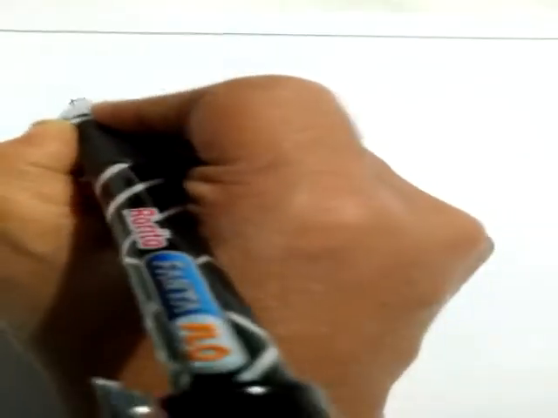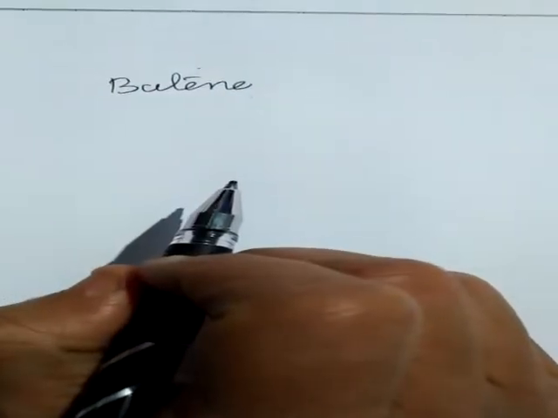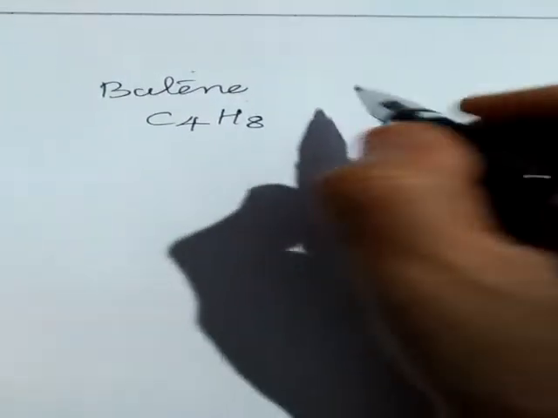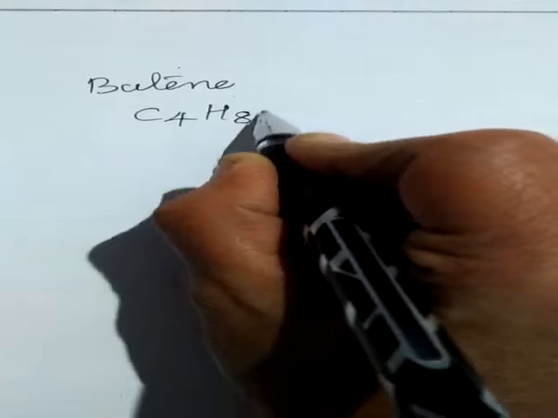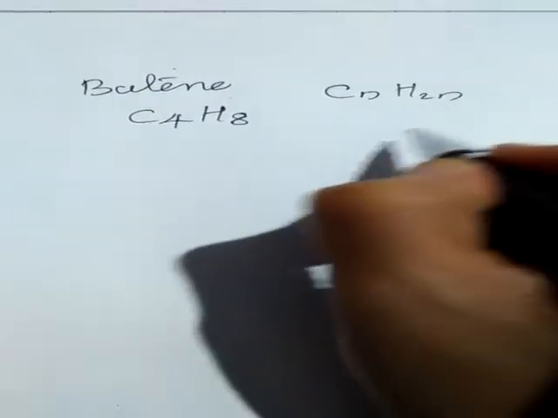Now let's take the example of butene. Butene, we know it's an alkene. That is, alkenes are double bonded compounds. Here the molecular formula of the compound is C4H8. Here you can see the number of hydrogen is different. That is, we use the general equation CnH2n.